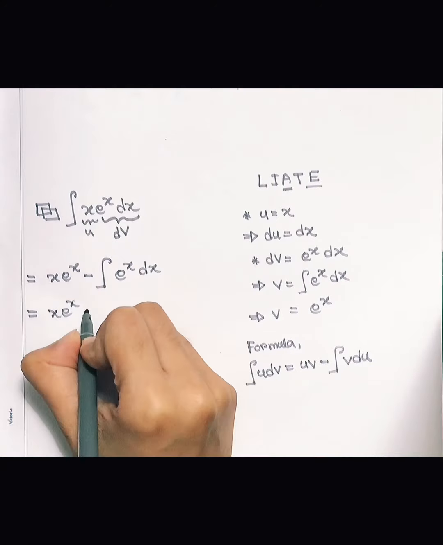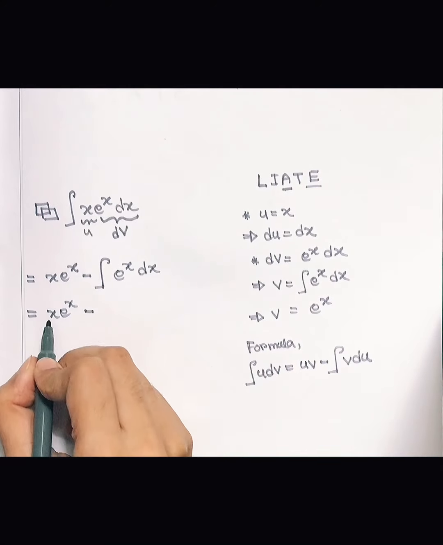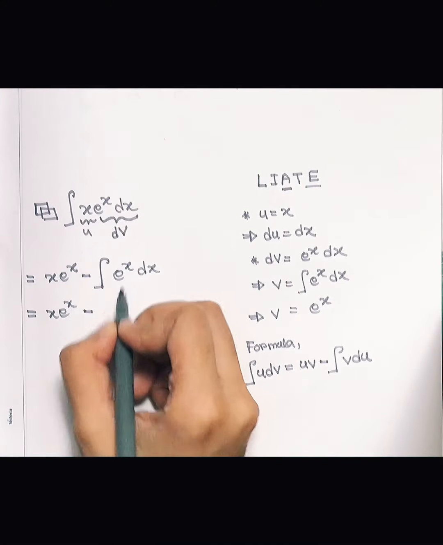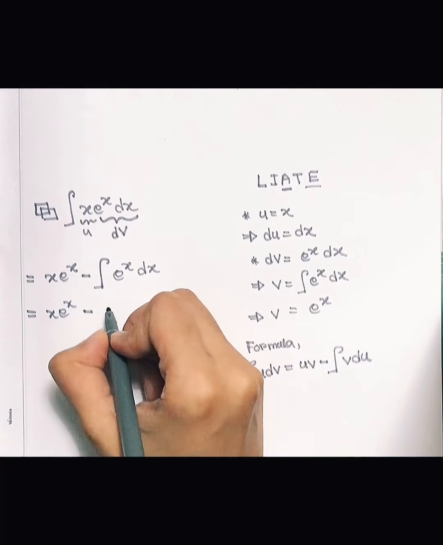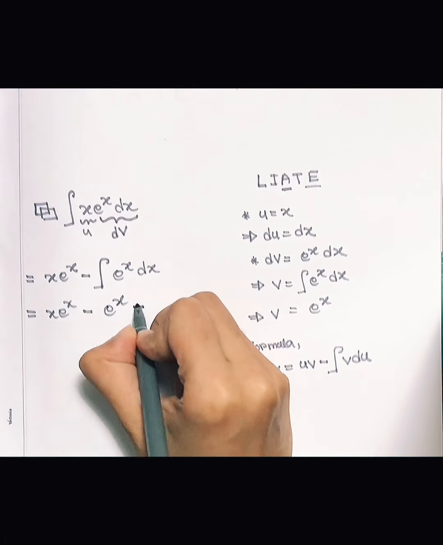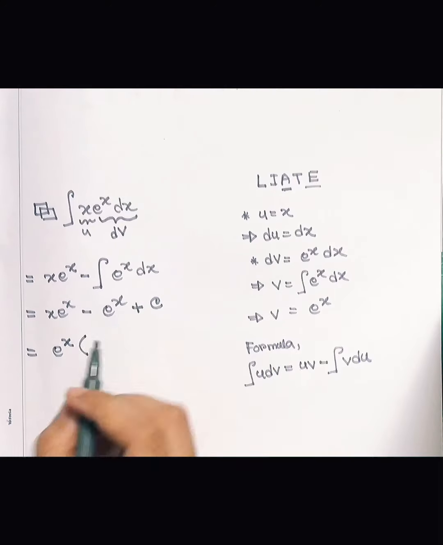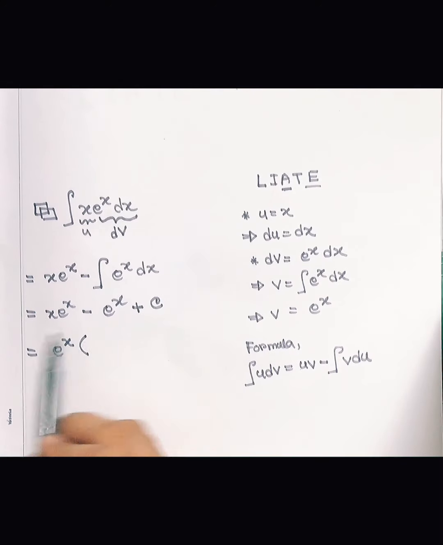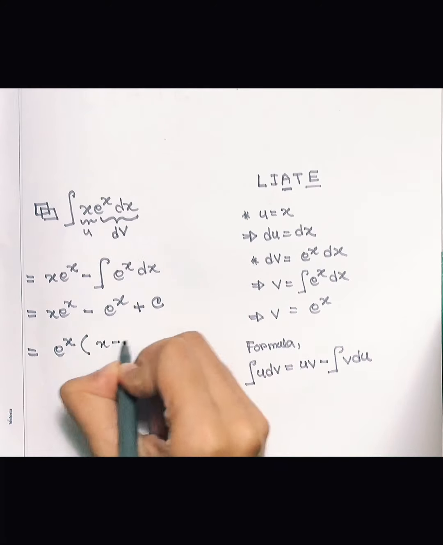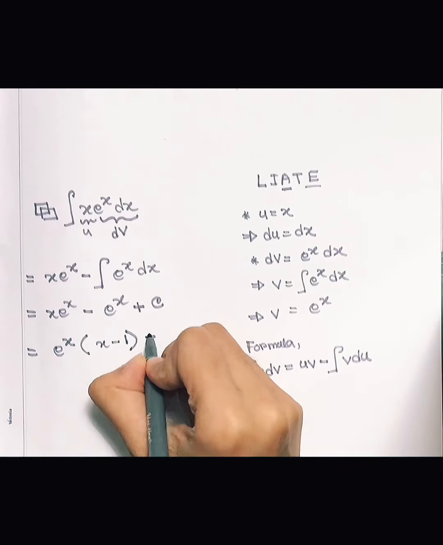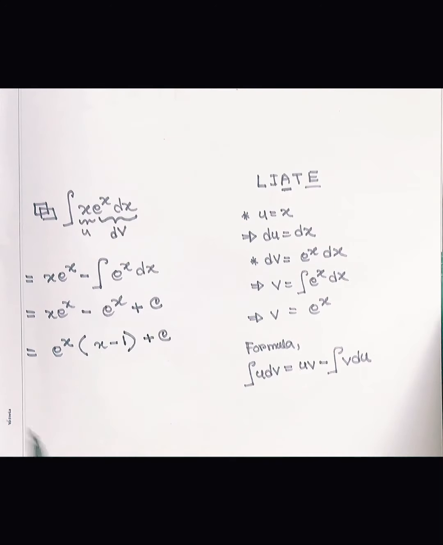If I complete the integration, I will have x e to the power x, and the integration of e to the power x gives us e to the power x, and then we will have a constant. If I take out e to the power x, I will have x minus 1 plus c. So my answer is e to the power x into x minus 1 plus c.